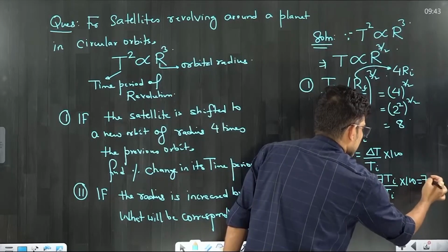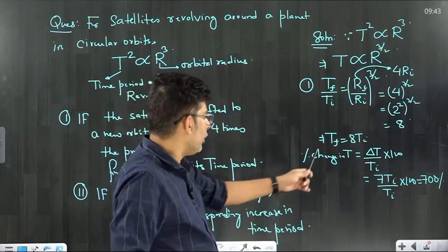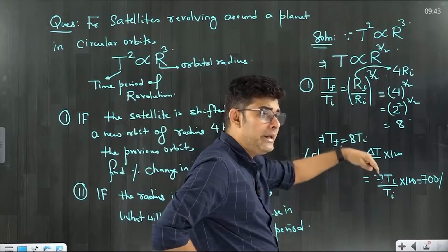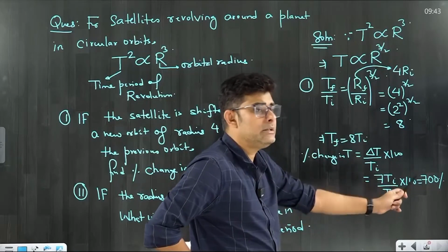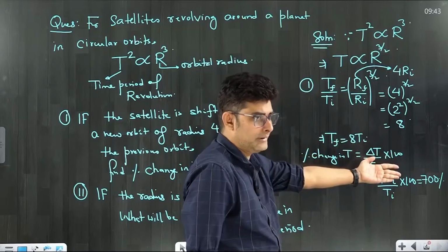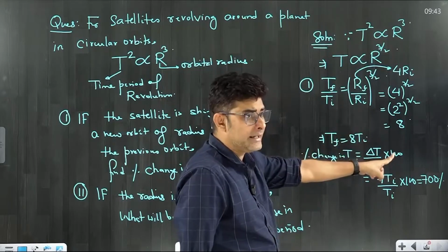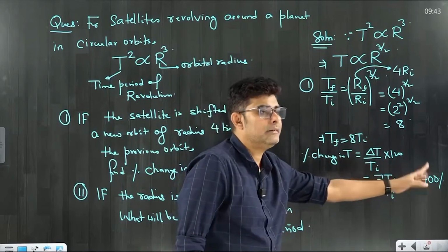So how much does it become? 700%. The final time period became 8 times the initial. So what is the percentage change? 700%, because it increased by 7 times. It increased to 8 times, that means it got increased by 7 times, and 7 times means 700%.